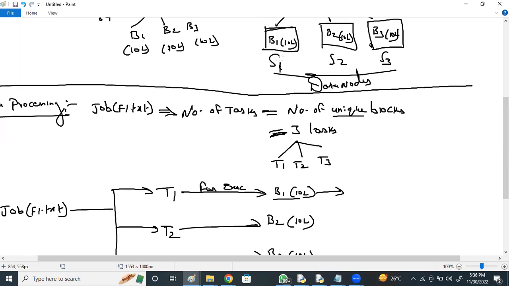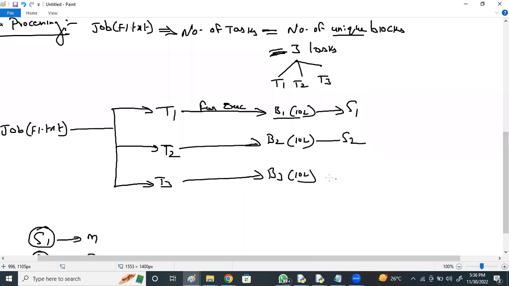Because B1's 10 lakh records are present in system 1, only system 1 can execute it. So system 1, slave 1. B2 by S2, no other choice. B3 by S3 only. So the master or name node can select only this.